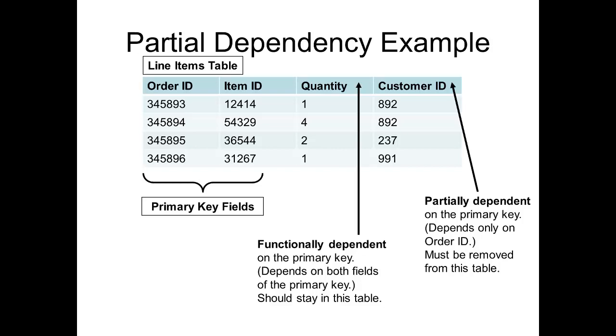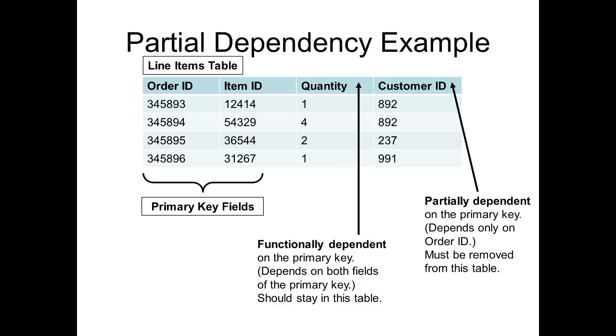If you're given an order ID value, you don't need to know the items on the given order to be able to tell which customer placed that order. That means customer ID values depend only on the order ID values, and hence customer ID is partially dependent on the primary key.